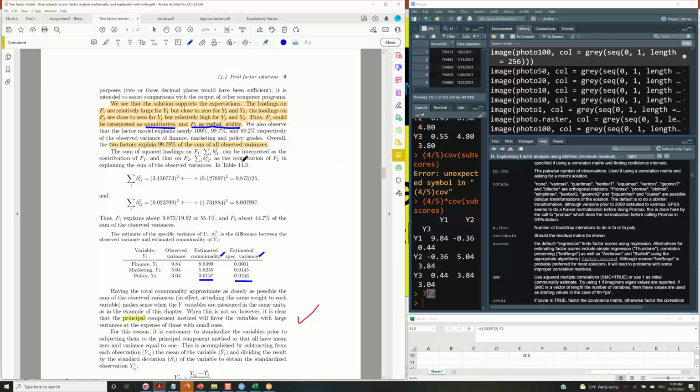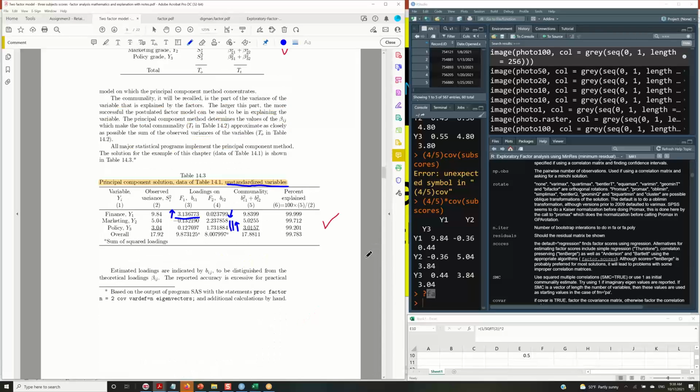Yes. Okay. So the 2 factors explain 99.78% of the sum of all observed variances. This is what this means.